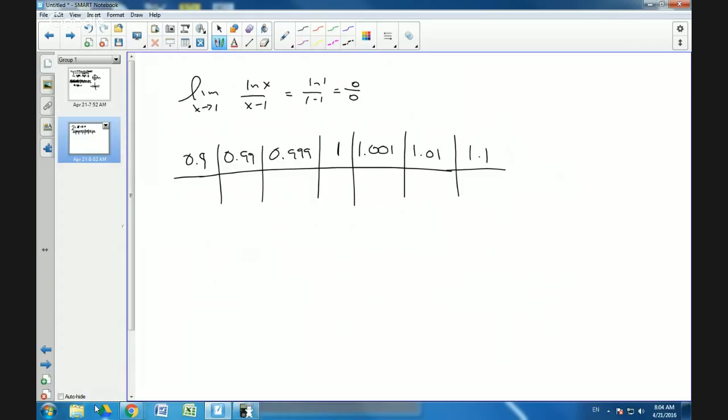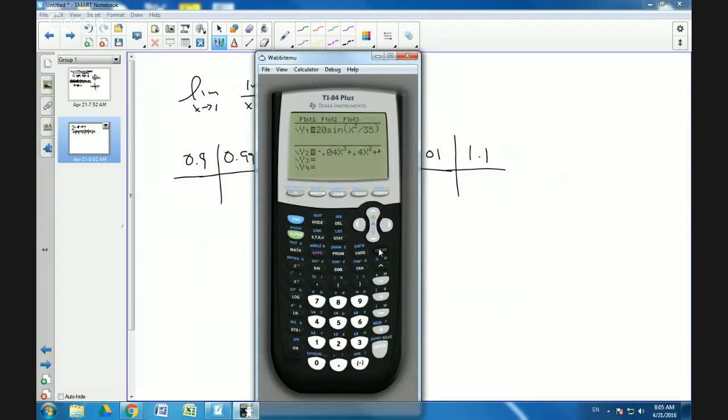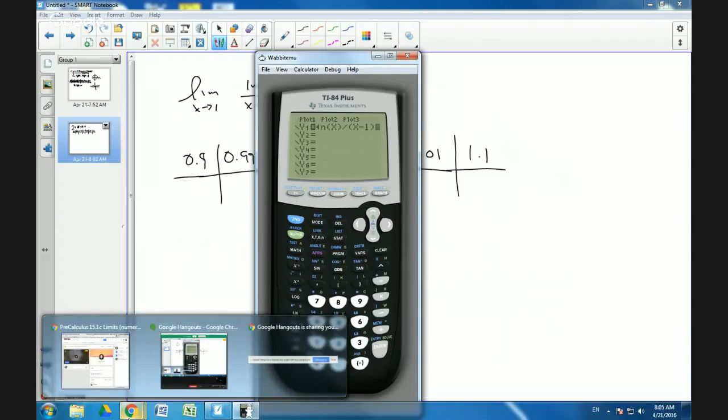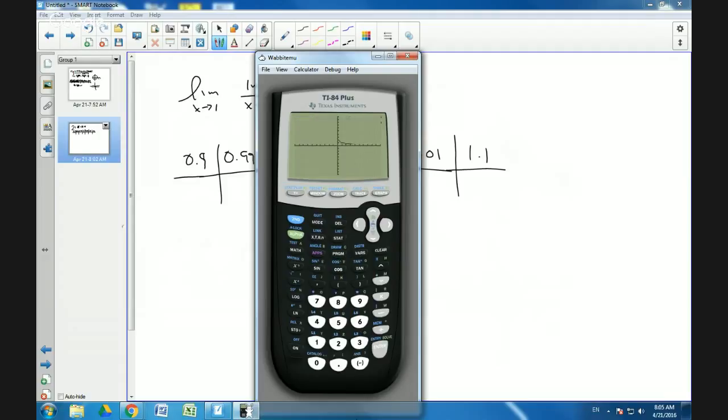All right. Method 2. We are going to put this in y equals this time. ln of x divided by x minus 1. Make sure you put parentheses around the bottom, otherwise you won't get the right answer. Here's one. Graphically, what do you think it's going to go to? Yeah, probably. Your calculator doesn't show a hole, but if you look at the graph, that's probably where we're headed, right? A couple ways to solve this problem.